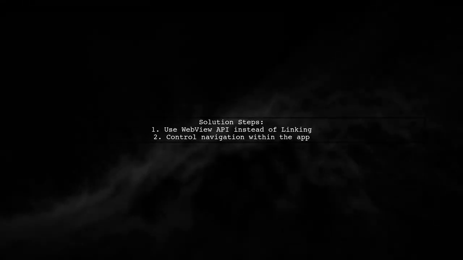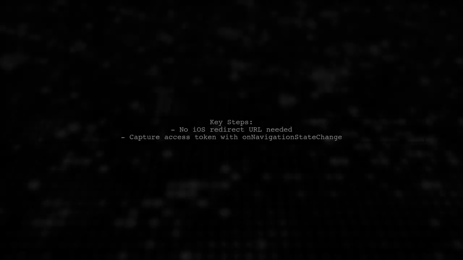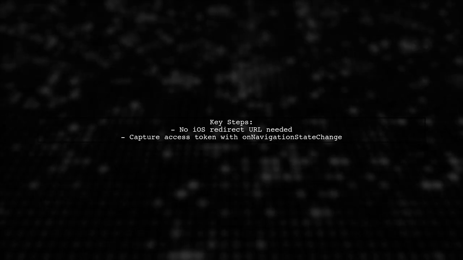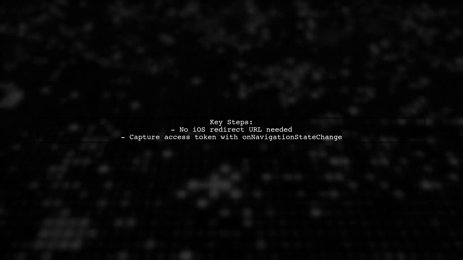In my case, I used the Linking API to open the Instagram login page, but after logging in, it didn't redirect back to my app. I managed this by using the WebView API instead, which allows for better control over navigation. I didn't set a redirect URL for iOS on the Instagram developer site, as the Android URL was sufficient.